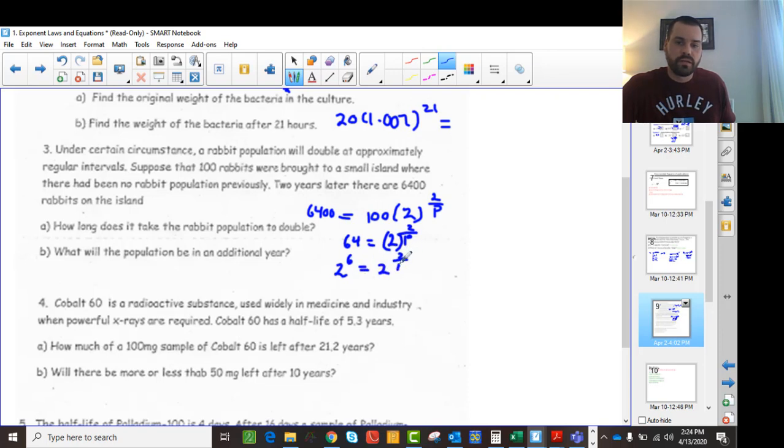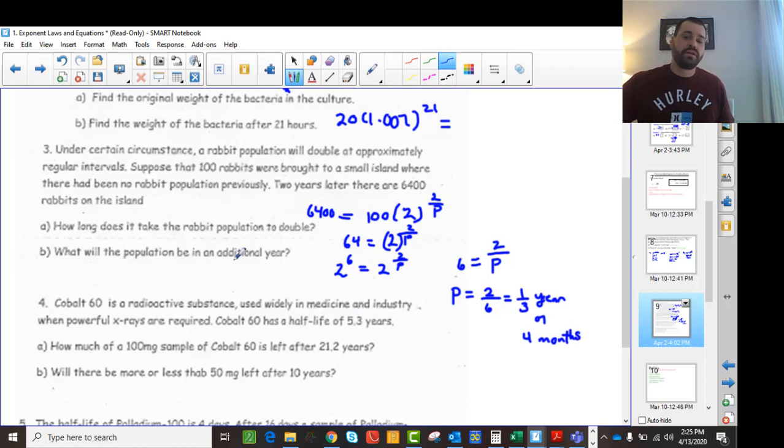So that means you get this. And once the bases are the same, the exponents have to be the same. So that means 2 over P is equal to 6, which means that P is 2 divided by 6, or 1/3. So they would double every third of a year, because the time unit's in years. So a third of a year would be 4 months. So we could say a third of a year, or we could say 4 months.